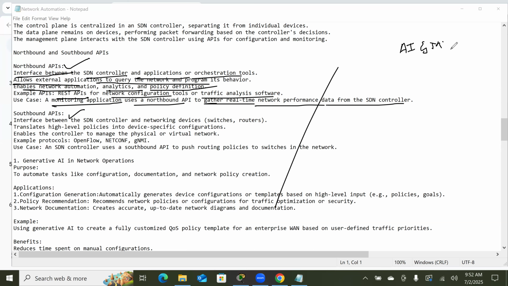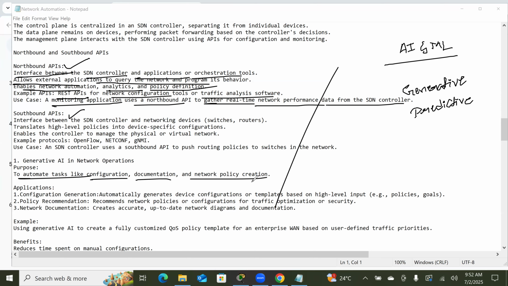AI and ML here. We use two types of AI here. What are those? I think I already told you. Generative AI and predictive AI. What is generative AI? It will help us automate tasks like configuration, documentation, and network policy creation. Collecting all the data from this SDN controller, this generative AI will automatically configure the devices.